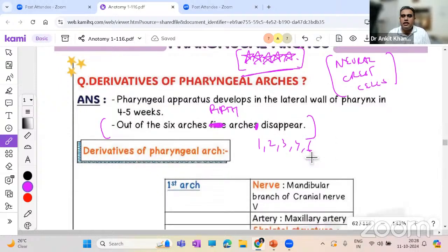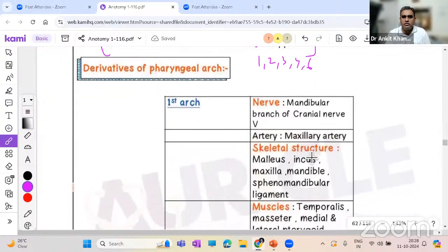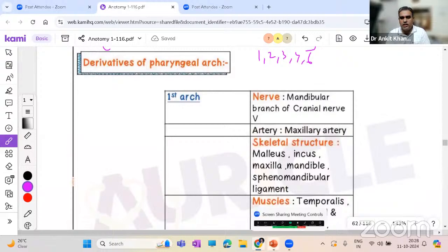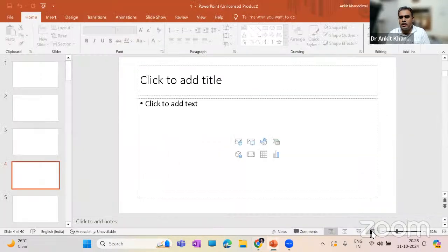Let's see then. The pharyngeal apparatus develops from the lateral lobe of the pharynx in the 4th to 5th weeks. Derivatives are now asked. There are a few things which are frequently asked in pharyngeal arches. Let us give it some time for you to understand. So there are a total of 5 pharyngeal arches. Now, if you take a section like this, which section will it be? Suppose I cut it like this, that is a transverse section. If I cut it like this, it is a sagittal section. If I make a cut like this, that will be the coronal section.